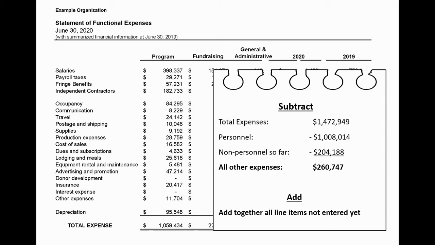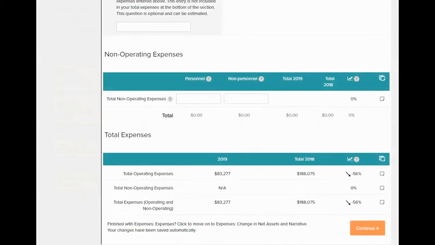We could add together all the remaining line items we haven't entered yet. Which approach you take is probably going to depend on how many line items you have in your audit. If it is very detailed, you may find it quicker to use subtraction, but addition is also an option. It will get us to the same result. Note that you will want to keep the 3 functional expense columns in mind while you do this, even though I've left them out of my illustration here just for simplicity's sake. I also just want to give a final reminder that we do still have a non-operating expenses section as well. This won't be applicable to every organization, but if you do have non-operating expenses, don't forget to include them in this section so your total expenses will be correct.